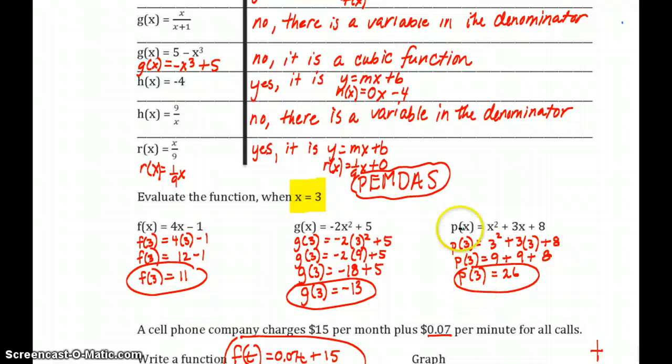Okay, P of 3 in this last one equals 26. If you had any problems with the computation, you should take a moment to go through the steps right here. We're now going to move on to that word problem, and we're going to be looking at a variety of things there, so go ahead and get ready to do that.